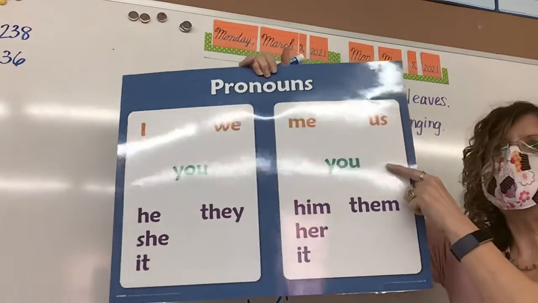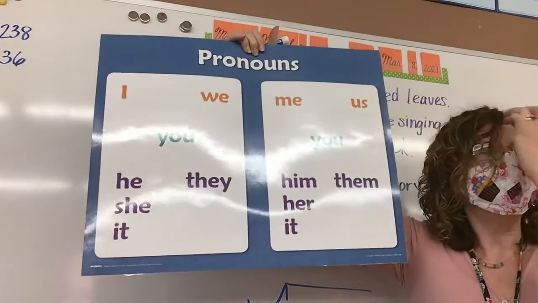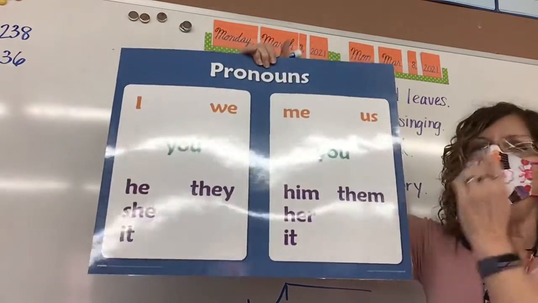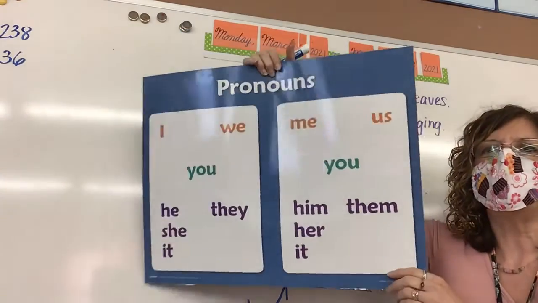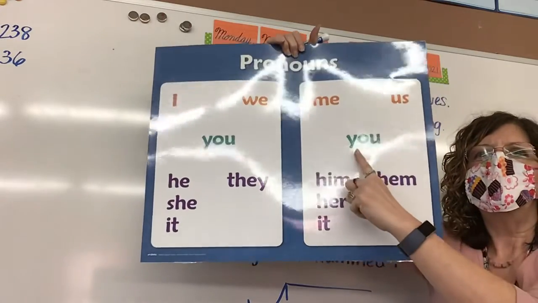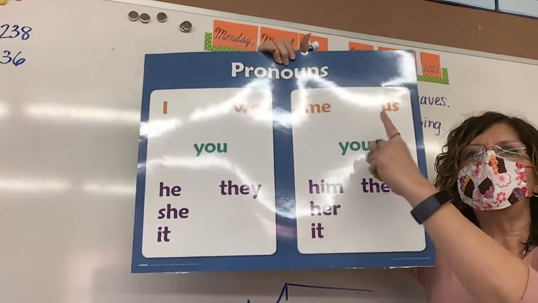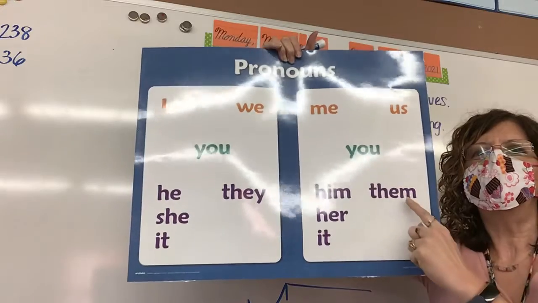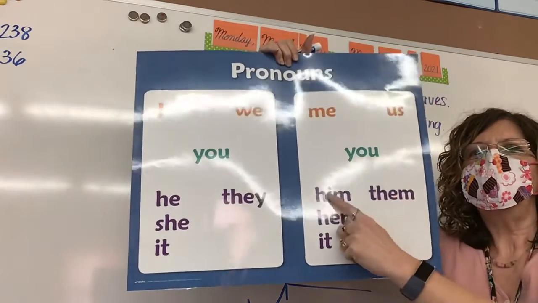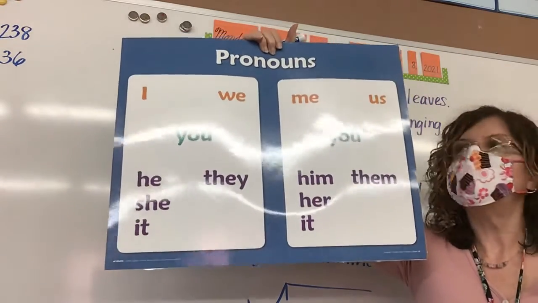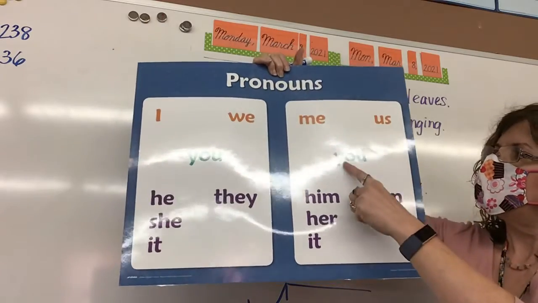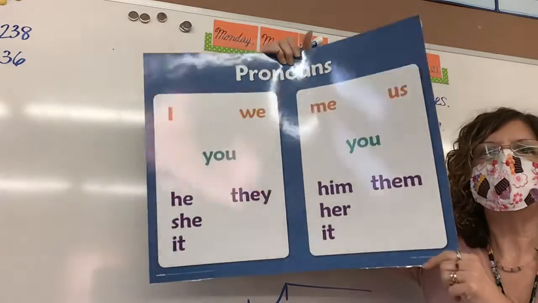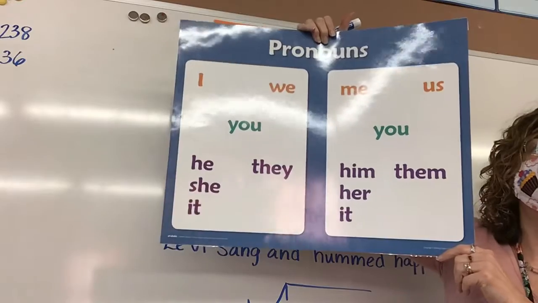Then on the predicate side, these are called objective. These are subjective. These are objective. They're used on the predicate side. So it is me, you, him, her, it, us, you, them. So me, you, him, her, it, those are all the singular objective. Plural objective would be us, you, them. Okay, so those are where you would use the objective case.